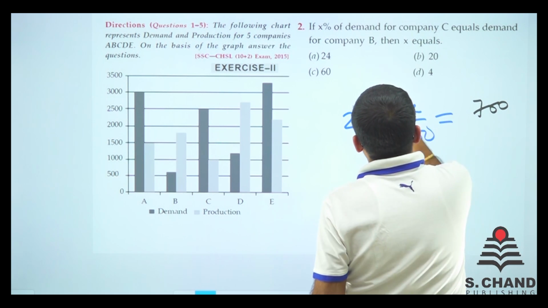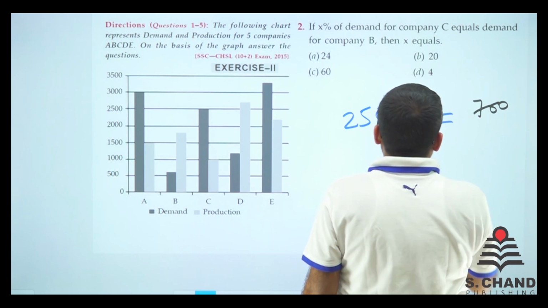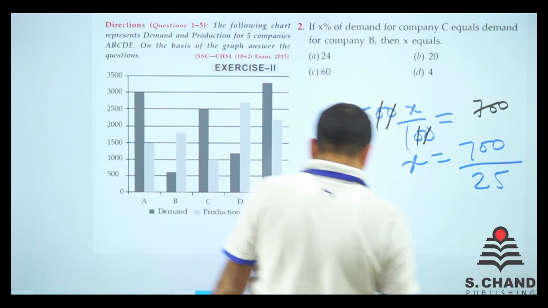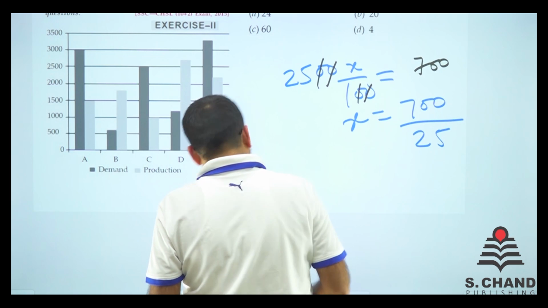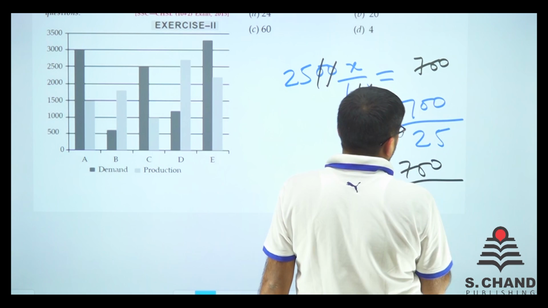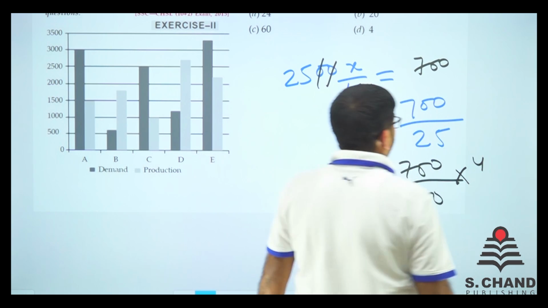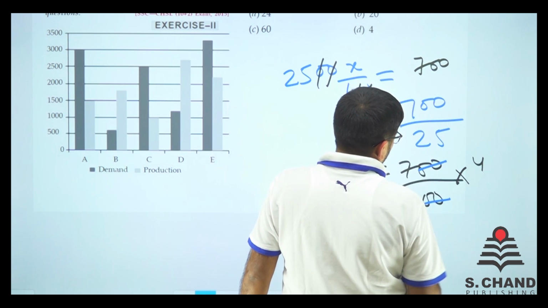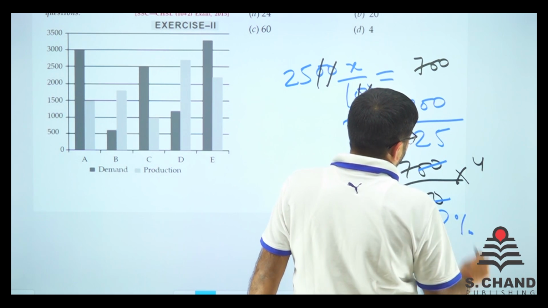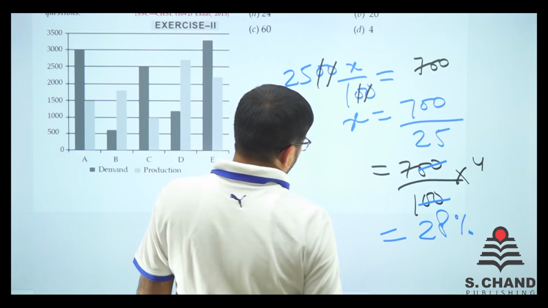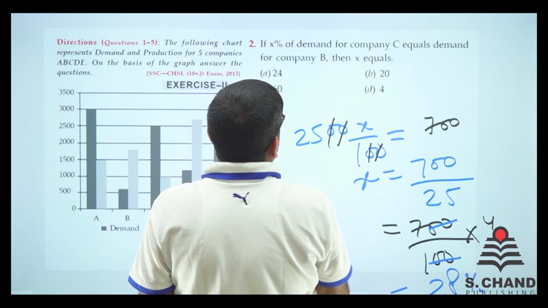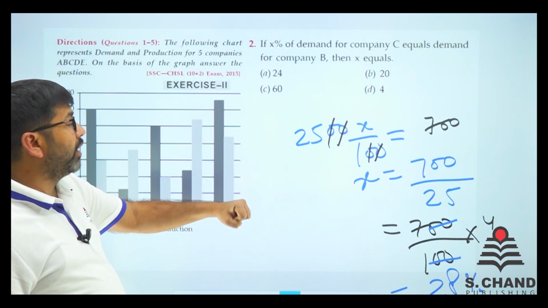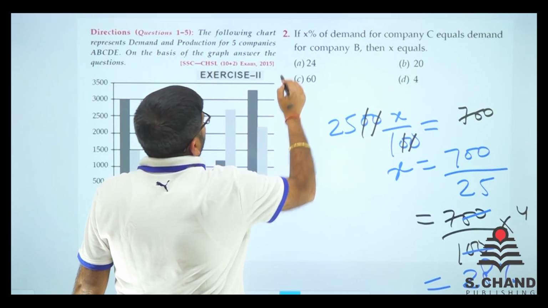So we got 2 zeros here, and the 2 zeros cancel. Now X is equal to 700 divided by 25. So it is like 700 divided by 100 into 4, because 25 can be written as 100 by 4. Why should I do this? Because here we go, it is almost 28%. Almost 28% is near to 24%, because it might be like 650 or something, and I took it as 700. So the near about answer is 24%.